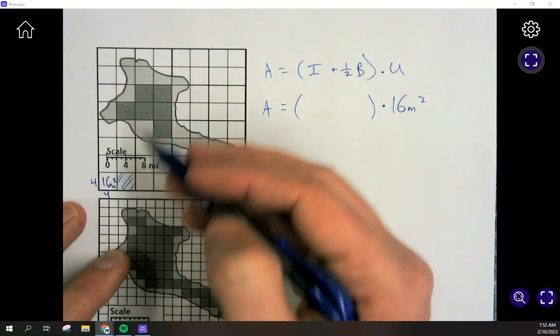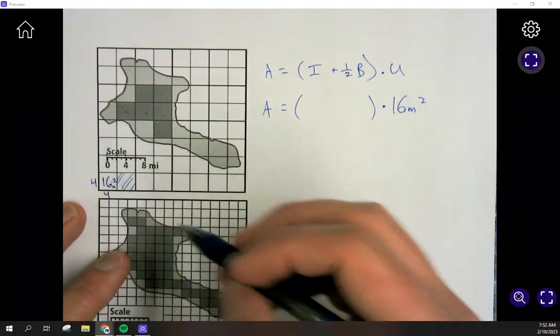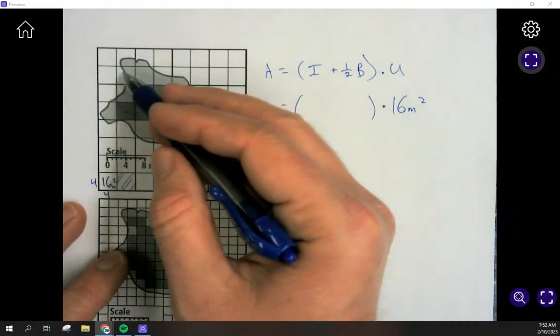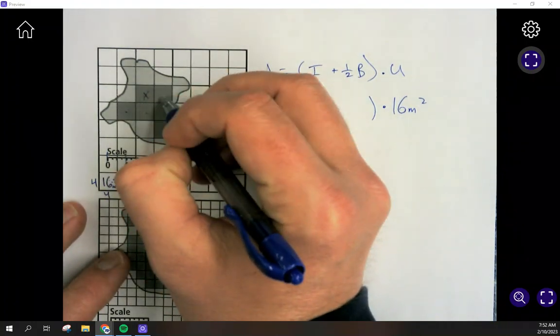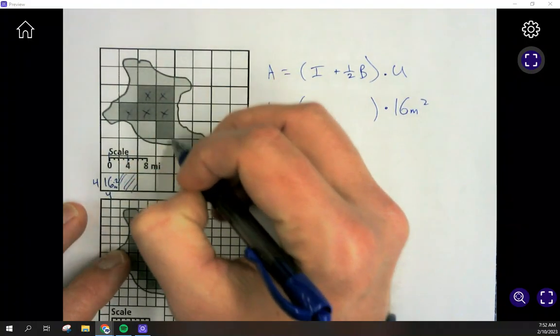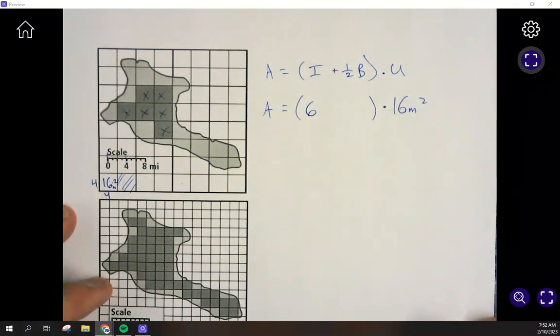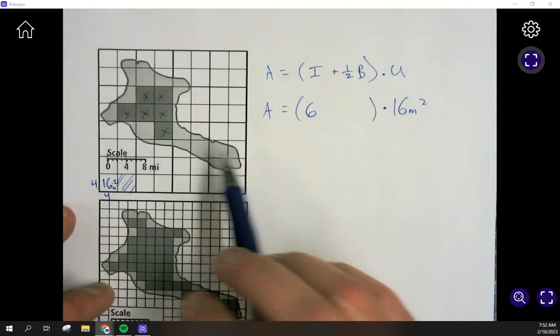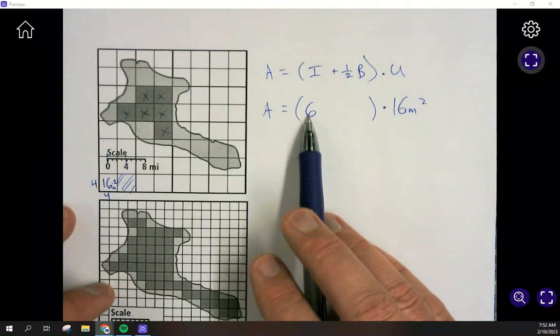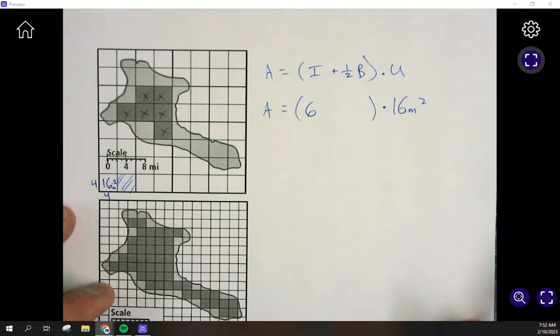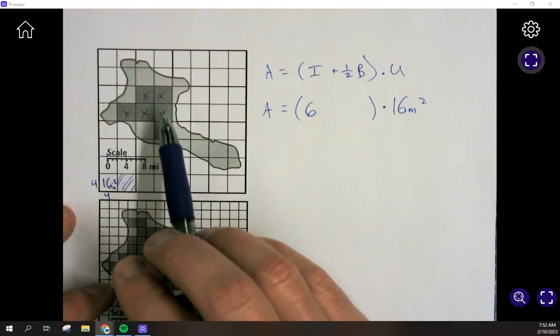And we know that those actually are full 16 square mile boxes, where again, the other ones we have to estimate. So I have 6 full boxes, and there's no estimating. I can be exact about that. The area of those boxes would be 6 times 16 square miles, and I know those exactly.